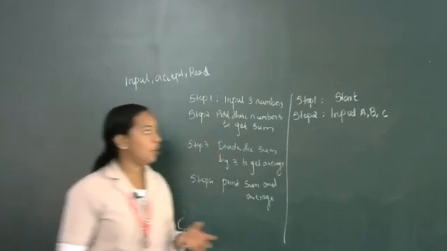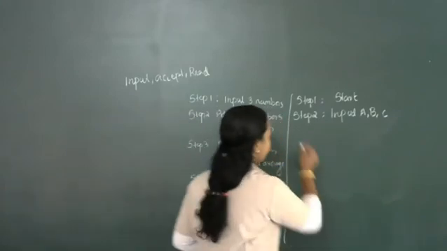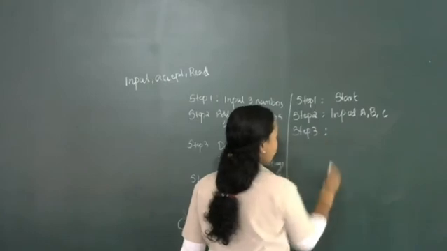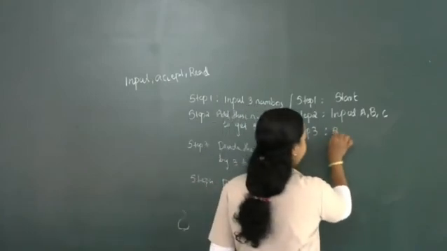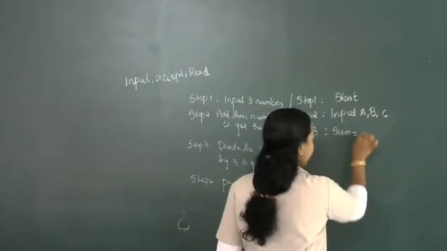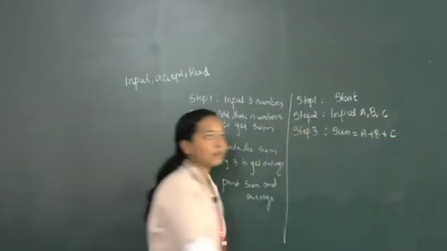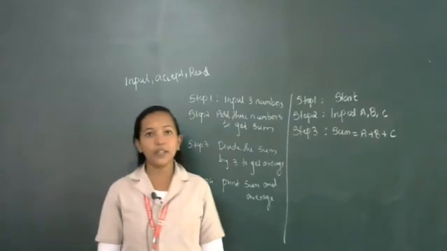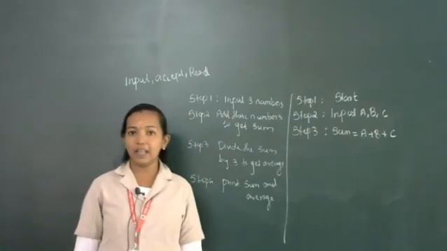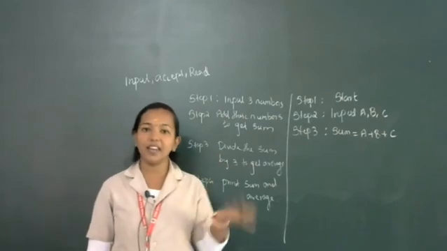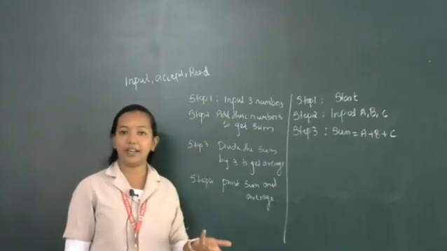Then after that, you want to find the sum. To find the sum of 3 numbers, again I am using another variable. Sum is equal to A plus B plus C. Okay, what is it? Sum is equal to A plus B plus C. In your textbook, instead of sum, here it is S. Any name we can use, it is a user defined word.